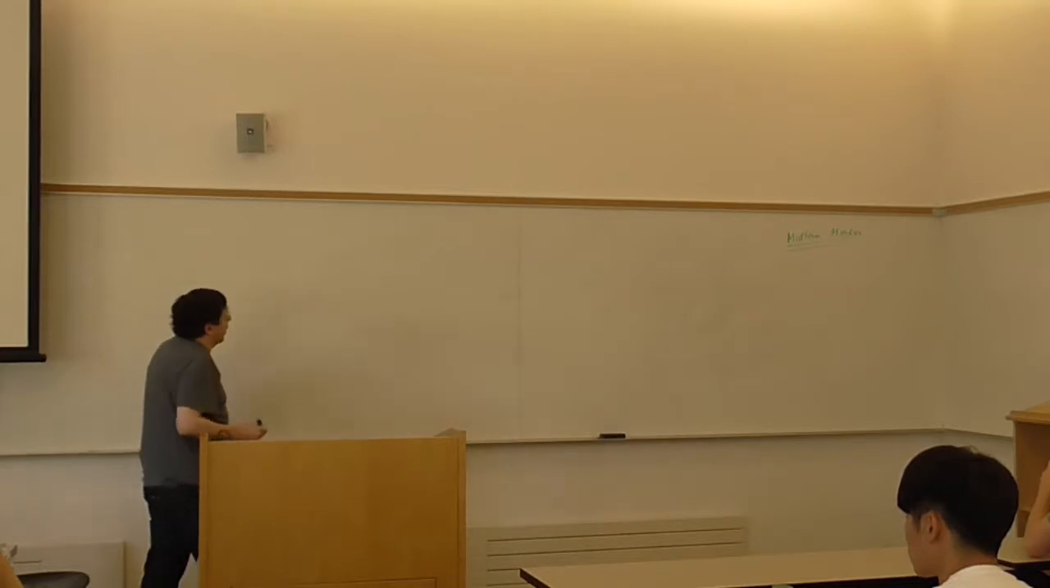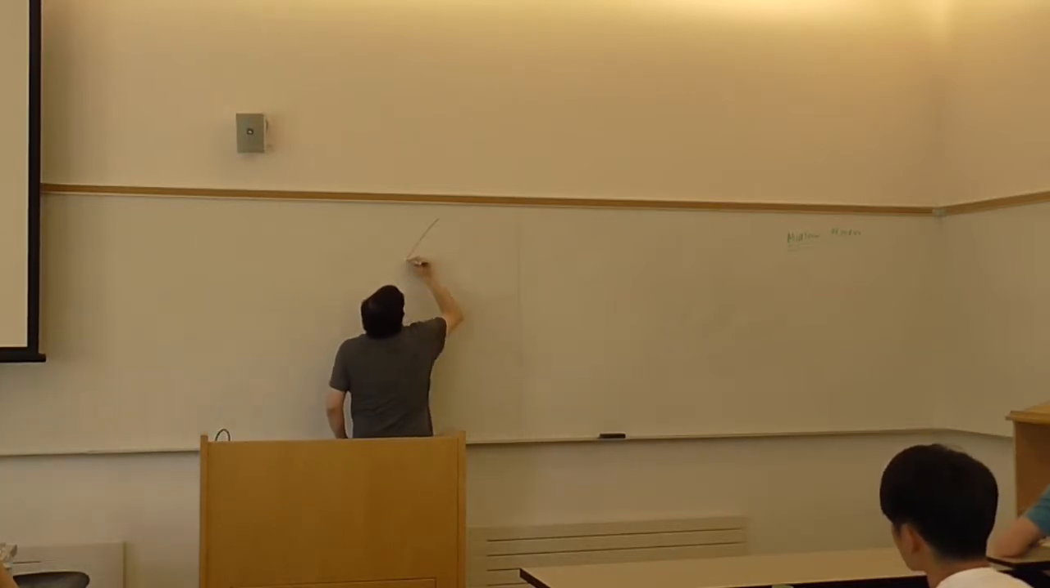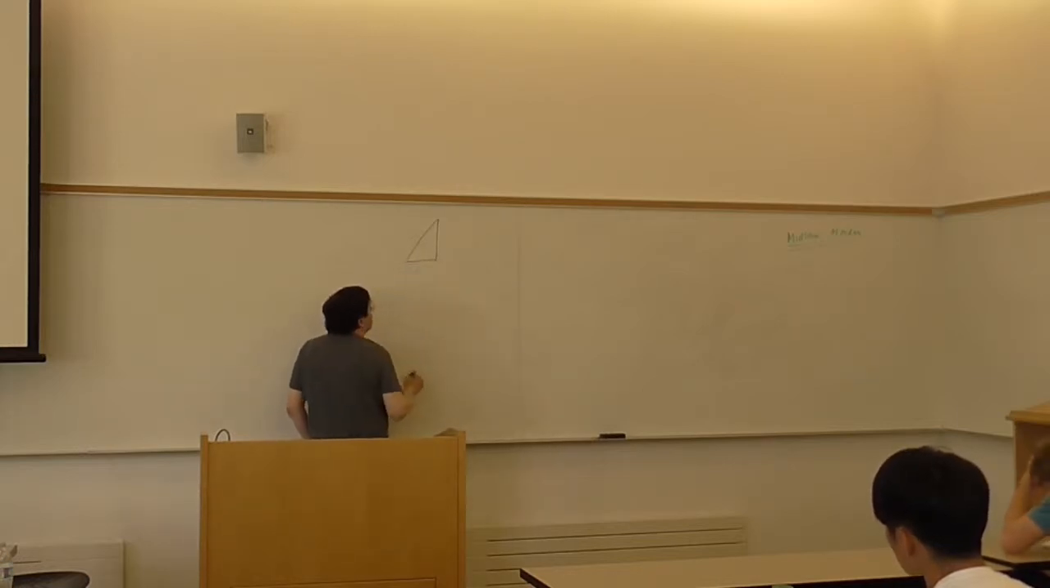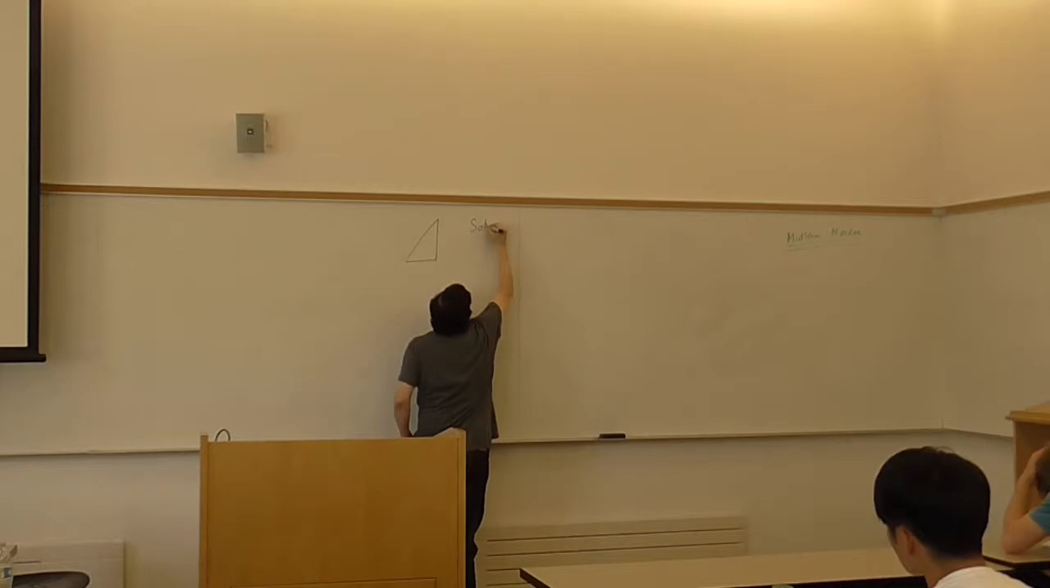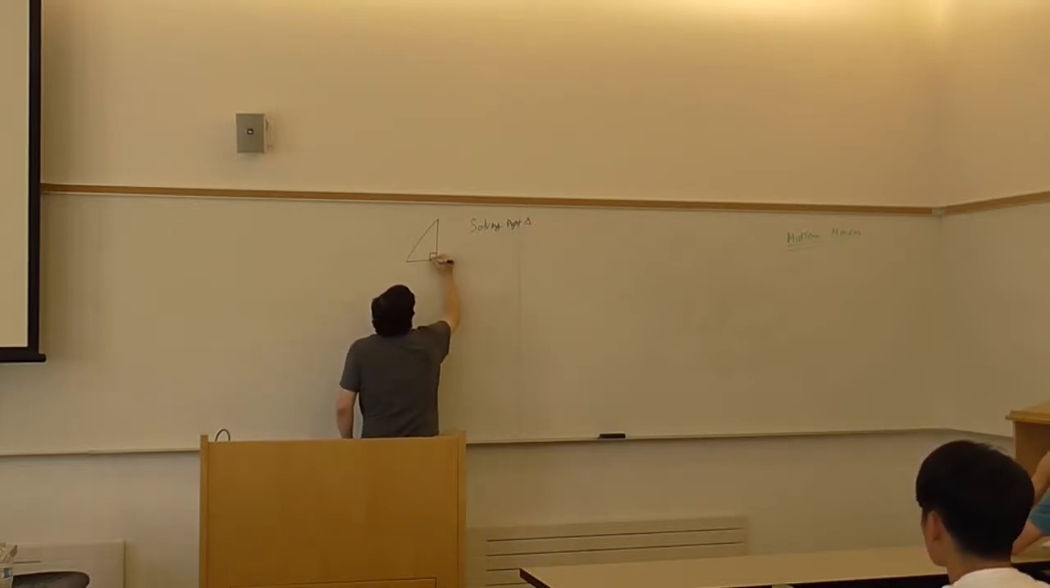So the problem I want to deal with is what I'm going to call solving a right triangle. Right triangle has one right angle.